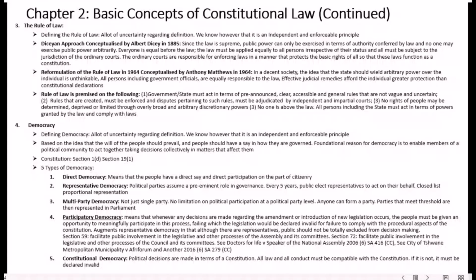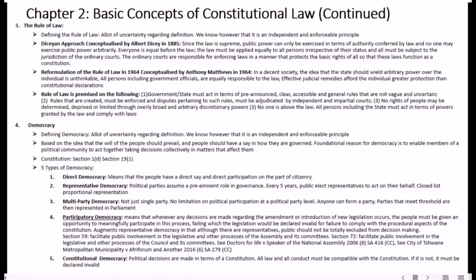The government or state must act in terms of pre-announced, clear, accessible, and general rules that are not vague and uncertain. Rules that are created must be informed, and disputes pertaining to such rules must be adjudicated by independent and impartial courts. No rights of people may be determined, deprived, or limited through overly broad and arbitrary discretionary powers. And then no one is above the law. So all persons, including the state, must act in terms of powers granted by laws and comply with laws.